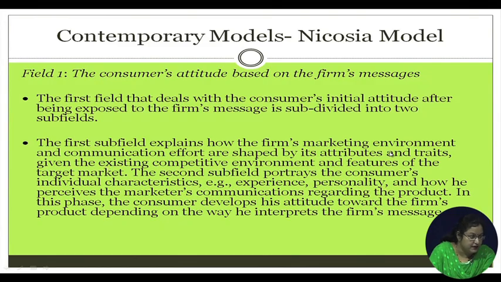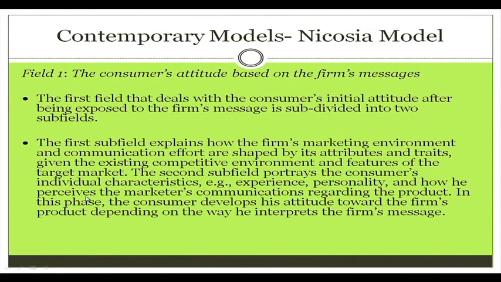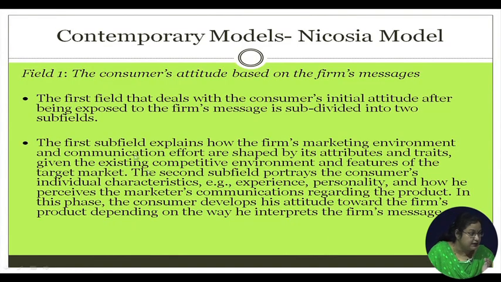The first subfield explains how the firm's marketing environment and communication effort are shaped by its attributes and traits, given the existing competitive environment and features of the target market. For example, Tanishq came with 18 karat gold and very elegant designs, mostly for the working class. When they tried to position it for wedding jewelry, they came with a new set of ads and a new set of jewelry designs, and the shops were also designed that way. So, shop design, product design, promotional design, all these things are marketer-driven stimuli, which are provided to the target market.